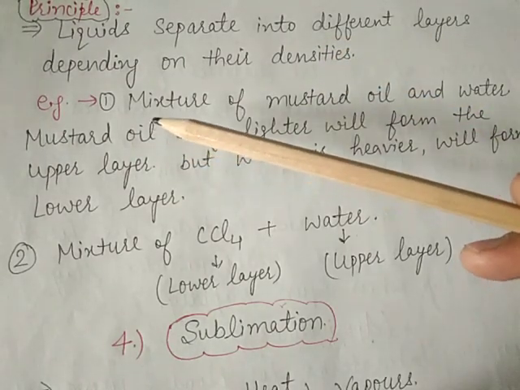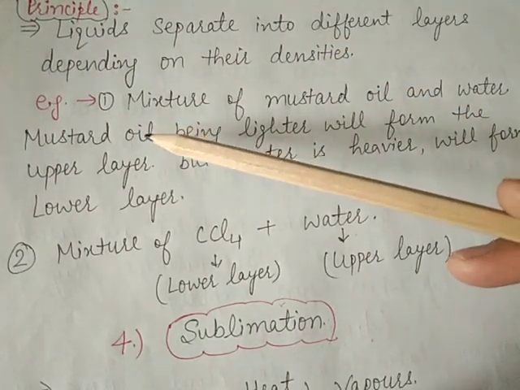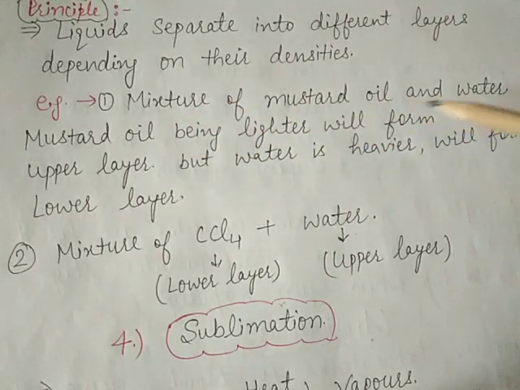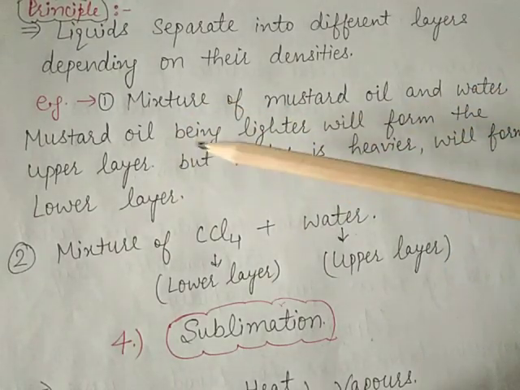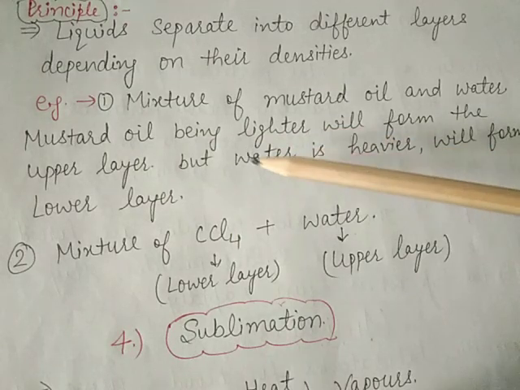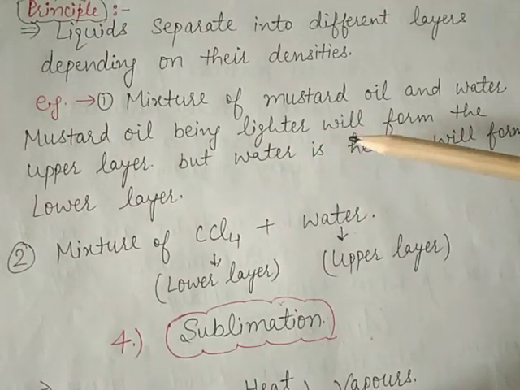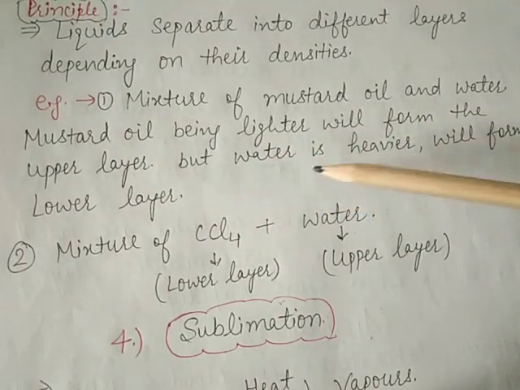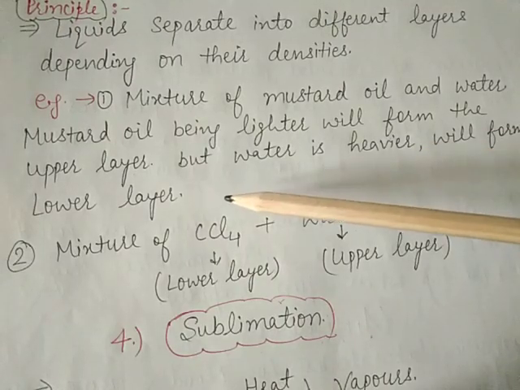Like this example, a mixture of mustard oil and water. Mustard oil, being lighter, will form the upper layer, and water is heavier, so it will form the lower layer.